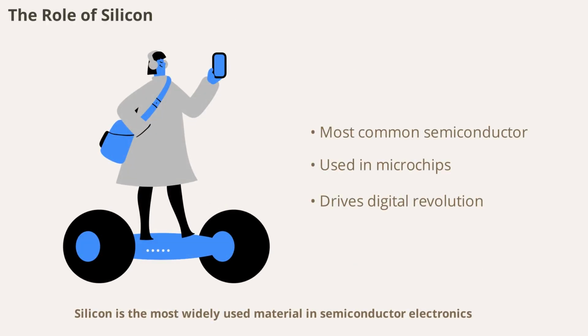Silicon is the most widely used material in semiconductor electronics. Its abundance, stability, and excellent electrical properties make it ideal for manufacturing integrated circuits and microchips. Silicon wafers are the foundation of the digital revolution, enabling the miniaturization and mass production of electronic devices.